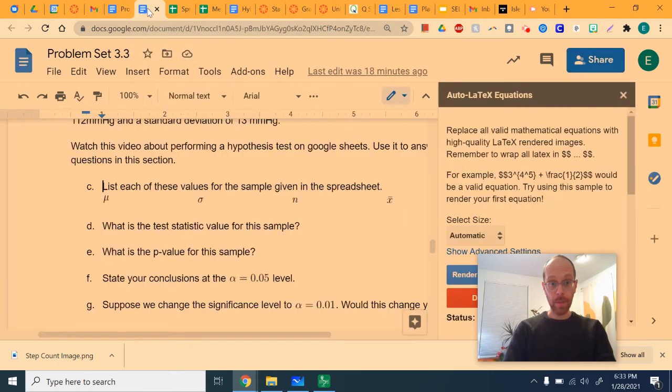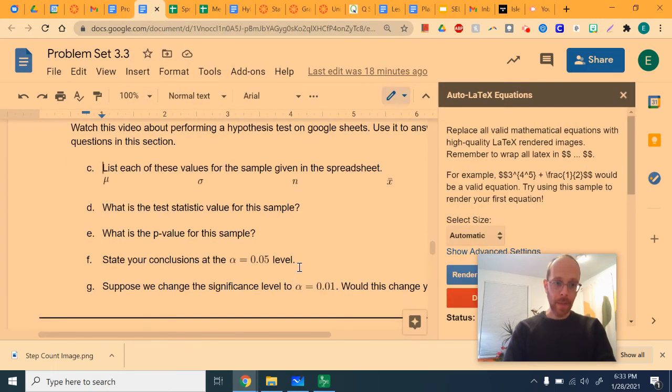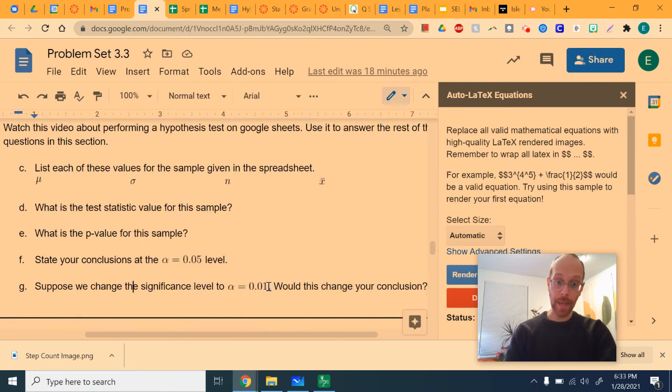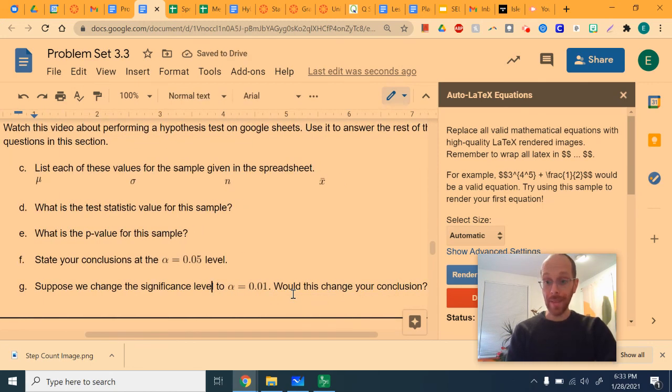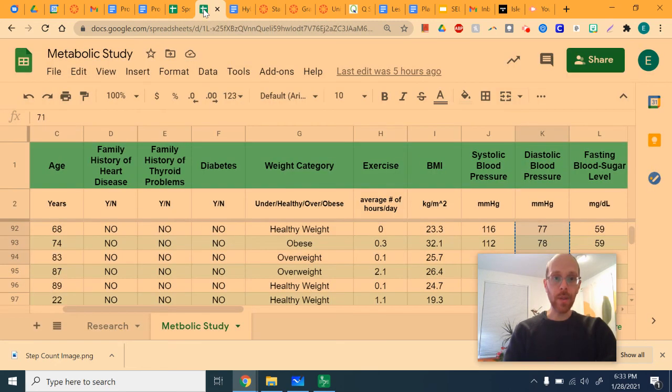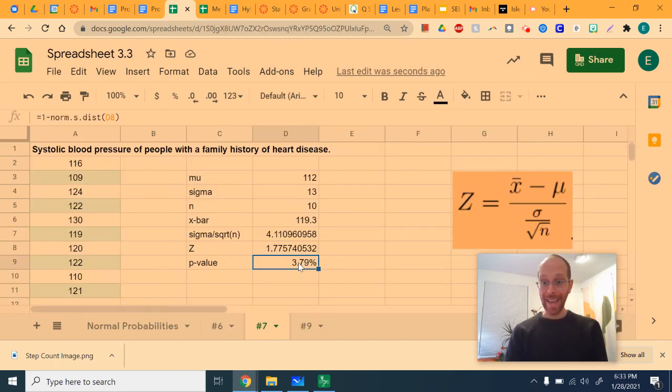What kind of conclusions can we come to? Well, look back here. F says to state your conclusions at the 5% level. And our p-value is even smaller than 5%. So we would reject the null hypothesis. However, let's suppose we were running the same test at the 1% level. At the 1% level, we would fail to reject because our p-value is larger than 1%. So translation, this right here is strong enough evidence to reject at the 5% level, but not strong enough evidence to reject at the 1% level.